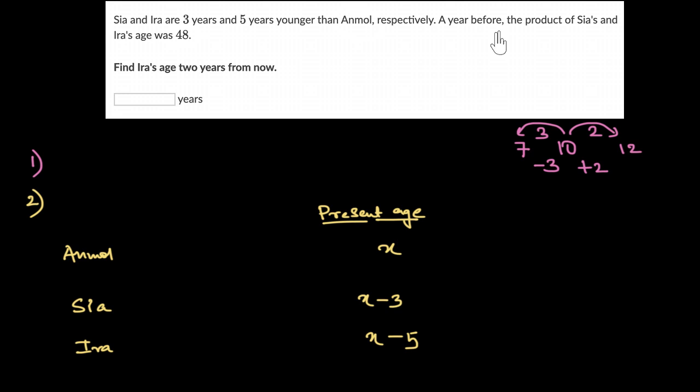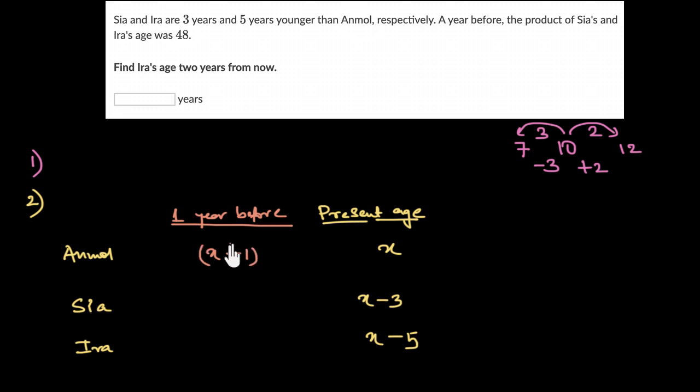A year before. Now we are talking about 1 year before the present age. So let's shift 1 year before. So 1 year before, what would be Anmol's age? Though we don't require that, let's write it down. As we saw, if we are talking about 3 years before 10 years, we would say the age was 7 years, 10 minus 3. Similarly, if the present age is X years, 1 year before Anmol's age would be X minus 1 years.